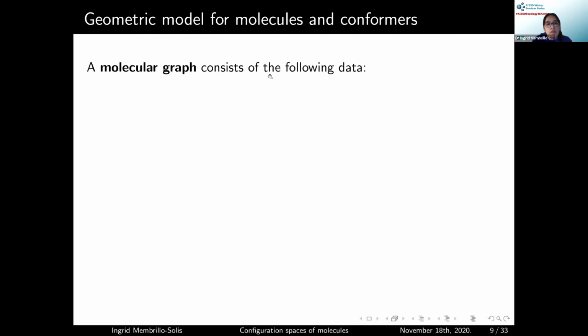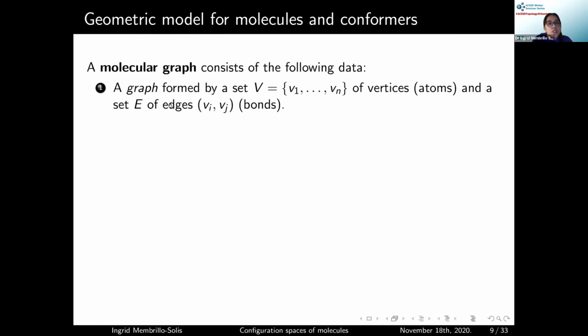The molecular graph consists of the following data. We start with a graph formed by a set of vertices P with n elements, which will be our atoms, and a set of edges, formed by pairs of atoms, which will represent the bonds in our molecule. Then we have a function C sub P from the set of vertices to R, which defines the atomic mass of the atom. With that, we are labeling the vertices by the type of atom in our model.